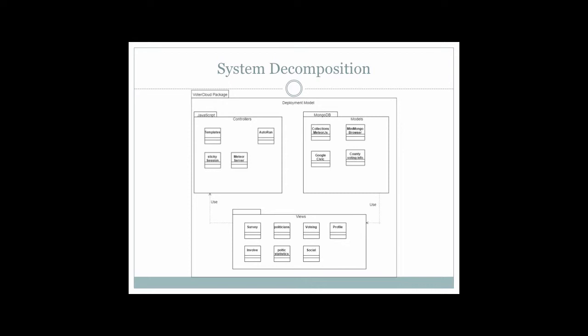Voter Cloud is actually designed using an MVC model, which is the Model View Controller. The model is represented by the MongoDB database, which comes with the Meteor packages. The view is our HTML and CSS files, which include the surveys, the polls, and the Meteor templates. And our controller is our JavaScript files.